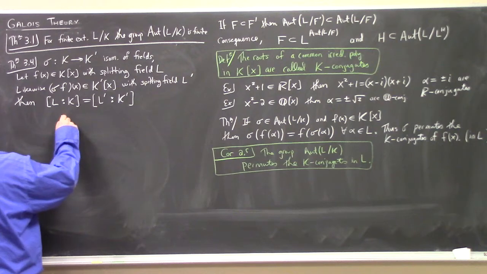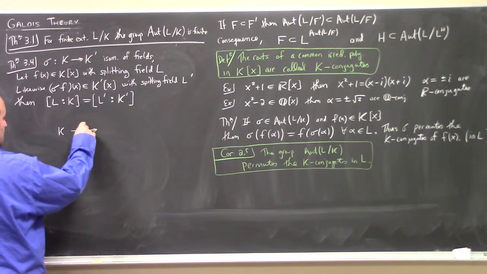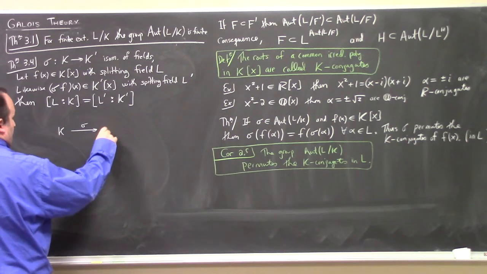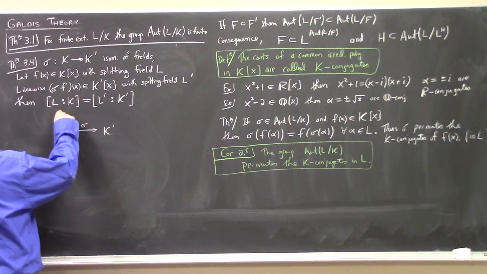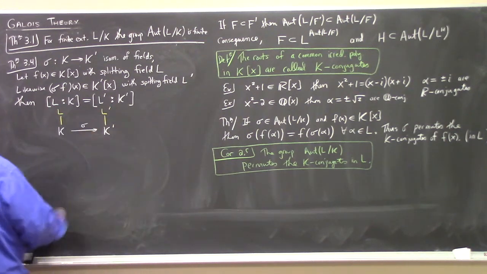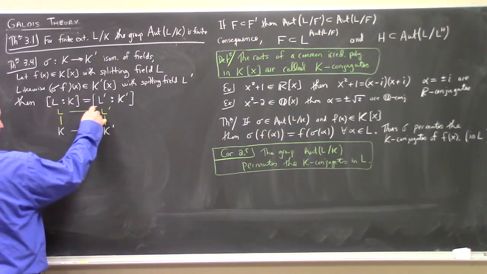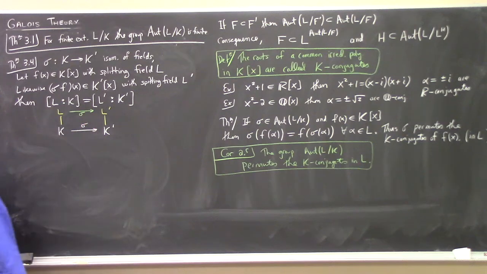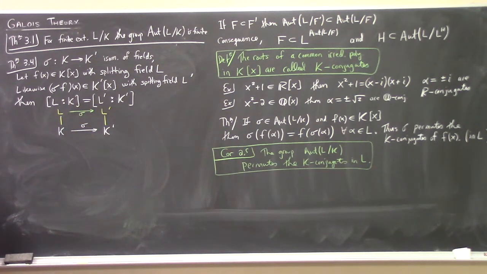So we're given K, sigma, K prime, and we're also given that this is the splitting field and that's the splitting field, right? So part of what the theorem's saying is that you can extend sigma up to here, we could call it sigma tilde or something, but the isomorphism naturally extends to the splitting field.